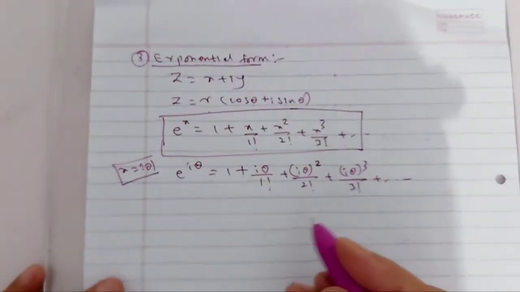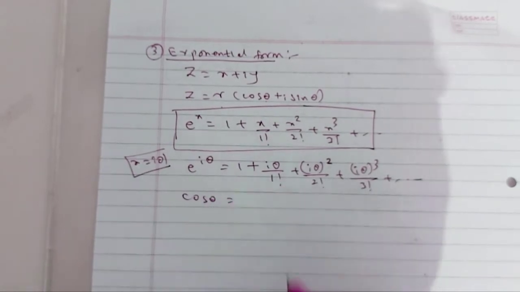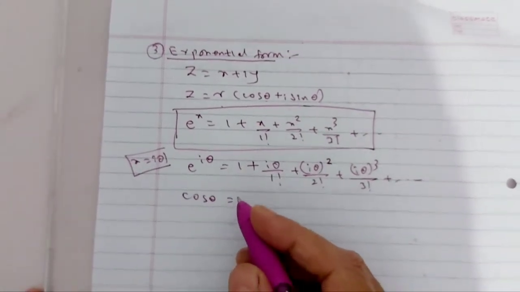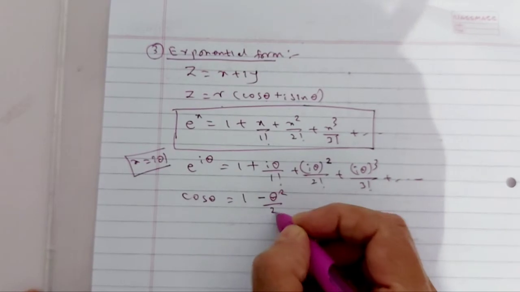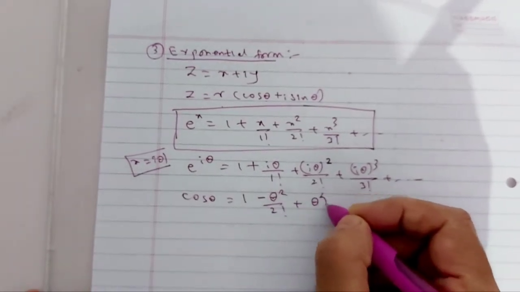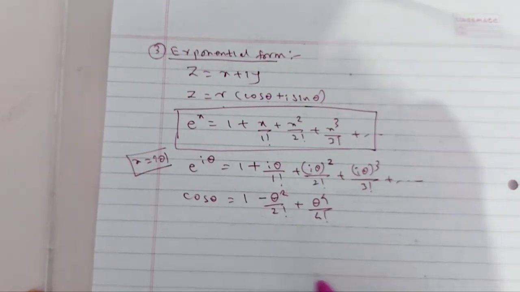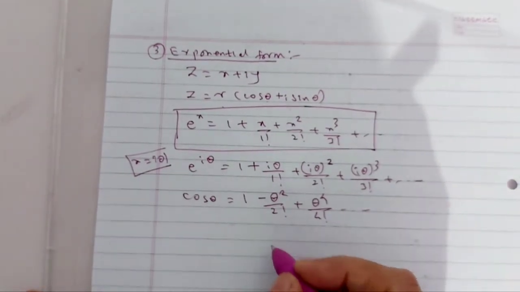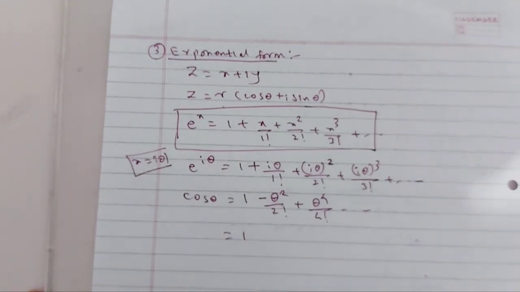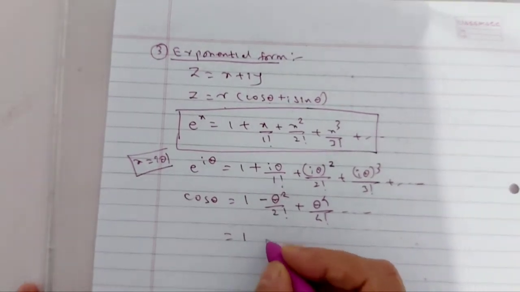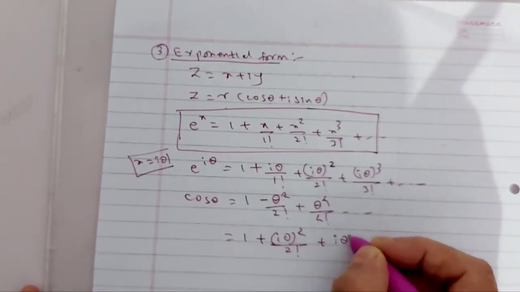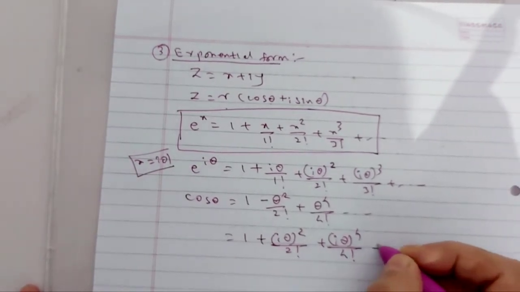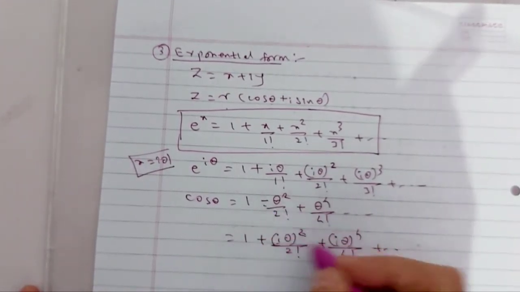Fine. Now we know very well that cos theta is also given by a series which everybody must have studied in your 11th, 12th. So that is 1 minus theta square by 2 factorial plus theta raised to 4 by 4 factorial, etc. So if I replace theta by i theta over here, what will happen? 1 plus (i theta) square by 2 factorial plus (i theta) raised to 4 by 4 factorial. Why did I do this? Because i square is minus 1. So this series is matching.